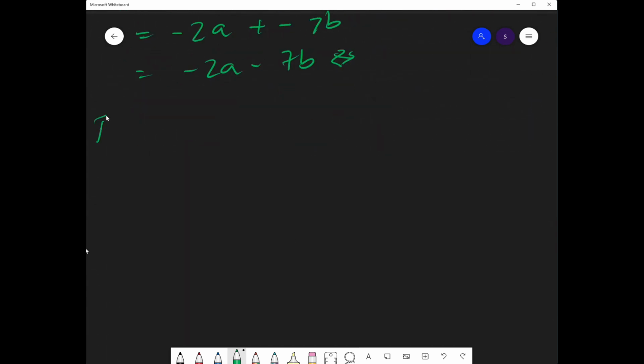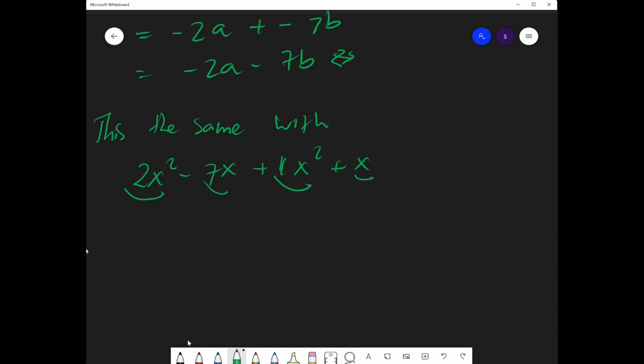Okay, so this is the same with the equation of 2x squared minus 7x plus 11x squared plus x. So we collect the same terms together, so we can rearrange it to become 2x squared plus 11x squared minus 7x plus x, and we solve this to become 13x squared minus 6x.